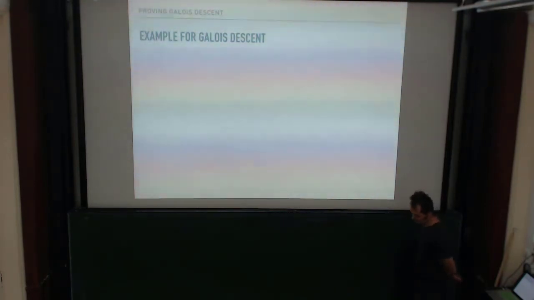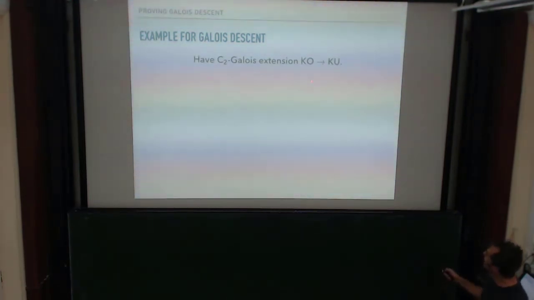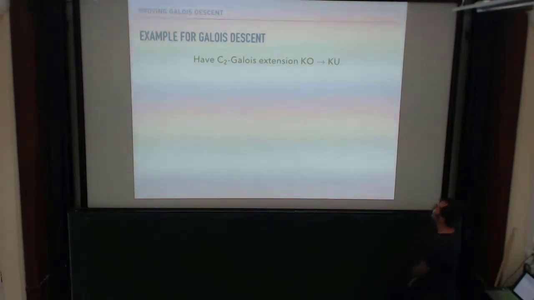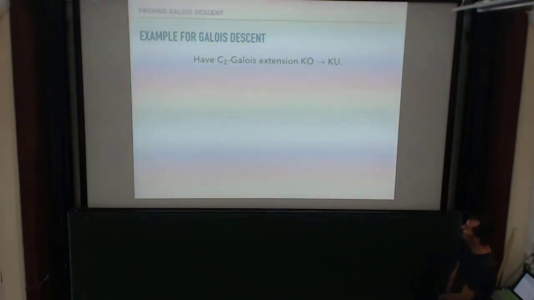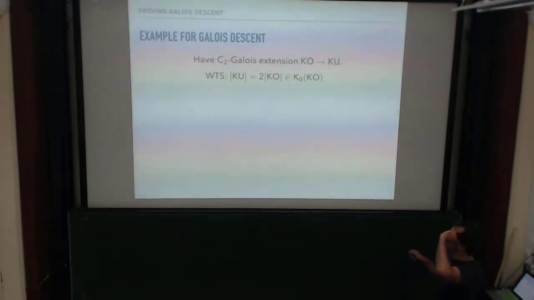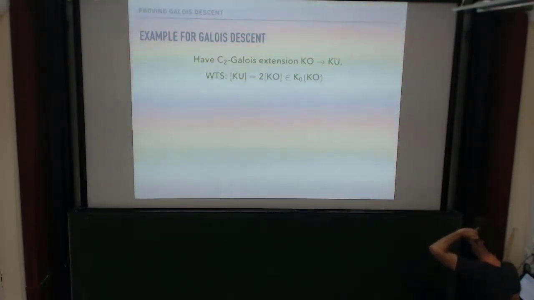So, how does one do this in one of these new contexts? Let's check this condition. Our most interesting elementary case here is this C2 Galois extension from topological K-theory. What we want to show is that the class of Ku forgets down, by this transfer map, to a multiple of the unit, which is the class of Ko. In fact, it's 2 times that class.